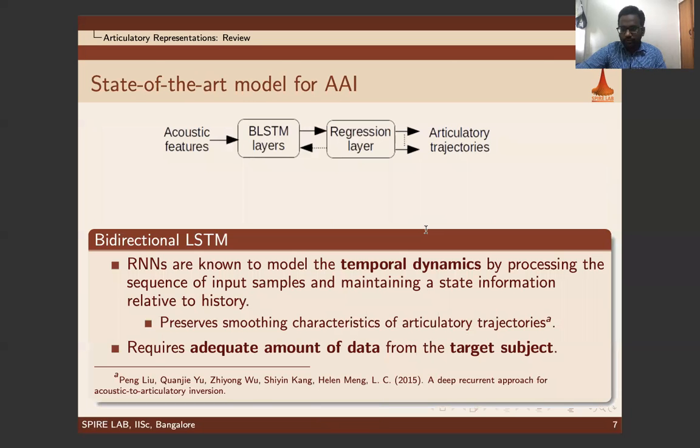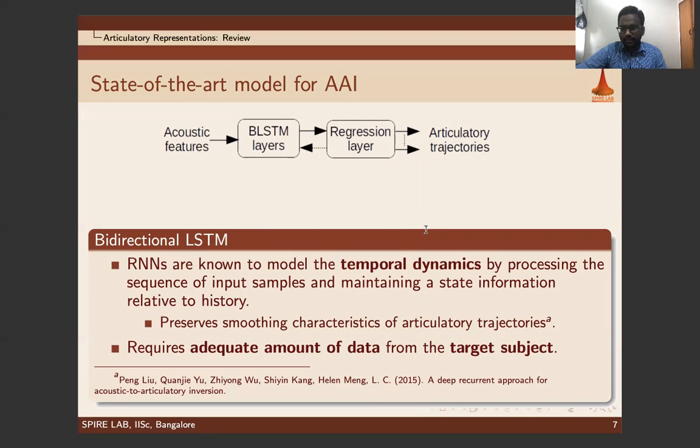Acoustic to articulatory inversion is a regression problem where the relationship between input acoustic features and output articulatory features are known to be nonlinear. Various methods are proposed in the literature for acoustic to articulatory inversion, right from the codebook-based approach, Gaussian mixture model, hidden Markov model, and deep neural network-based AAI models. In deep neural networks, recurrent neural networks are known to model the temporal dynamics well. They also preserve the smoothing characteristics of articulatory trajectories.